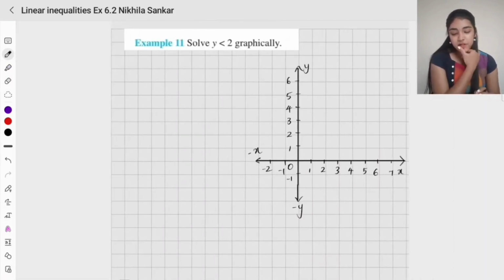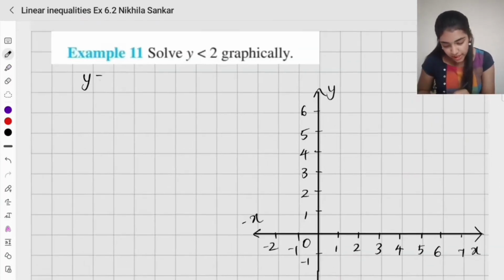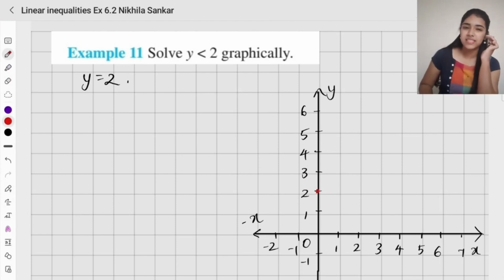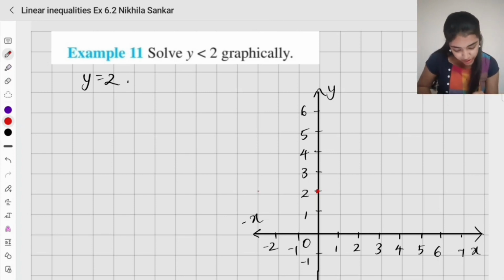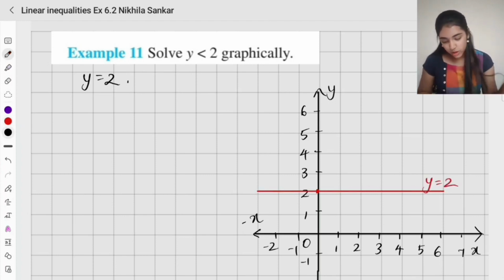Example 11. Solve y less than 2. Now what is the first step? There is an inequation. We have to write the equation. So I have y equals 2. We directly got the equation. Now I am going to draw the graph. How is the graph of y equals 2 going to look? So this is my y equals 2. No matter what my value of x is, I am going to get the value of y to be 2 always. Whatever the value of x, y is 2. So how does my graph look? So this is my y equals 2 graph. Now I have to check if 0, 0 is included.